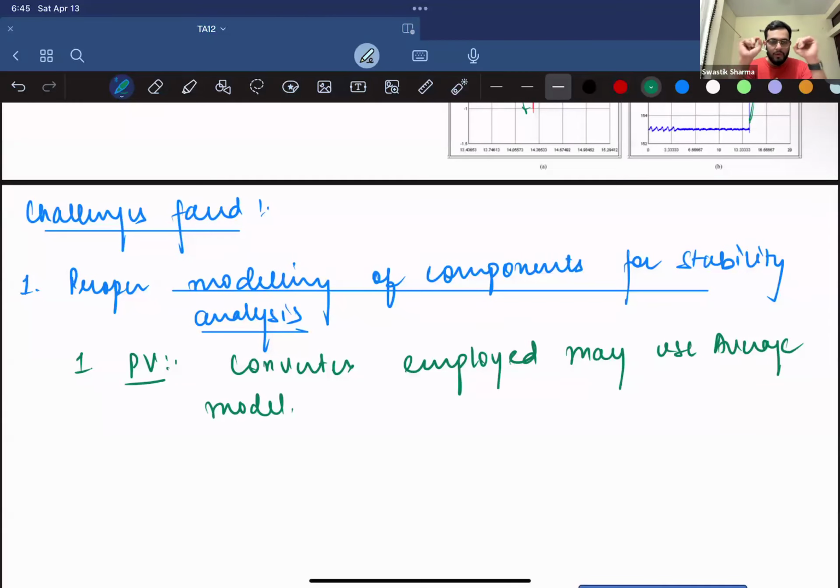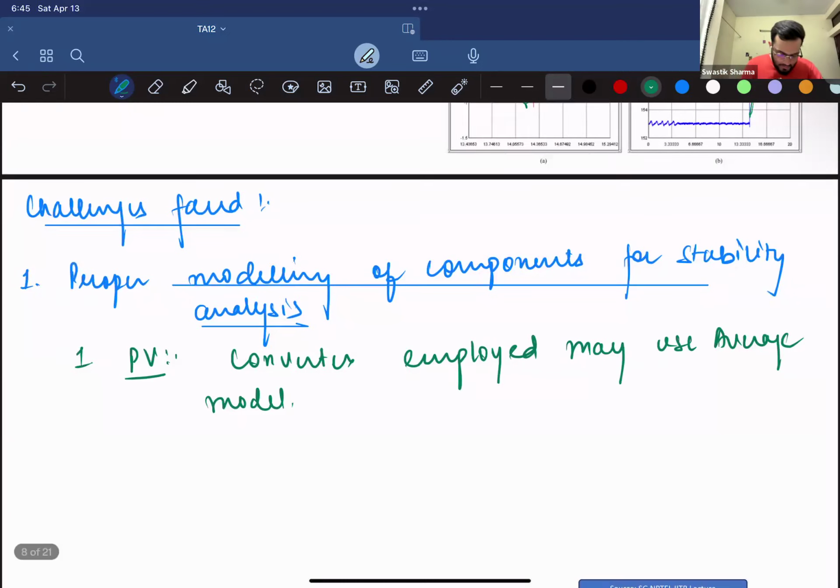You don't want that, right? So what you want to do is decrease the step size. If you decrease the step size small enough, even if you do average modeling, the output would mimic your transient requirement, right?